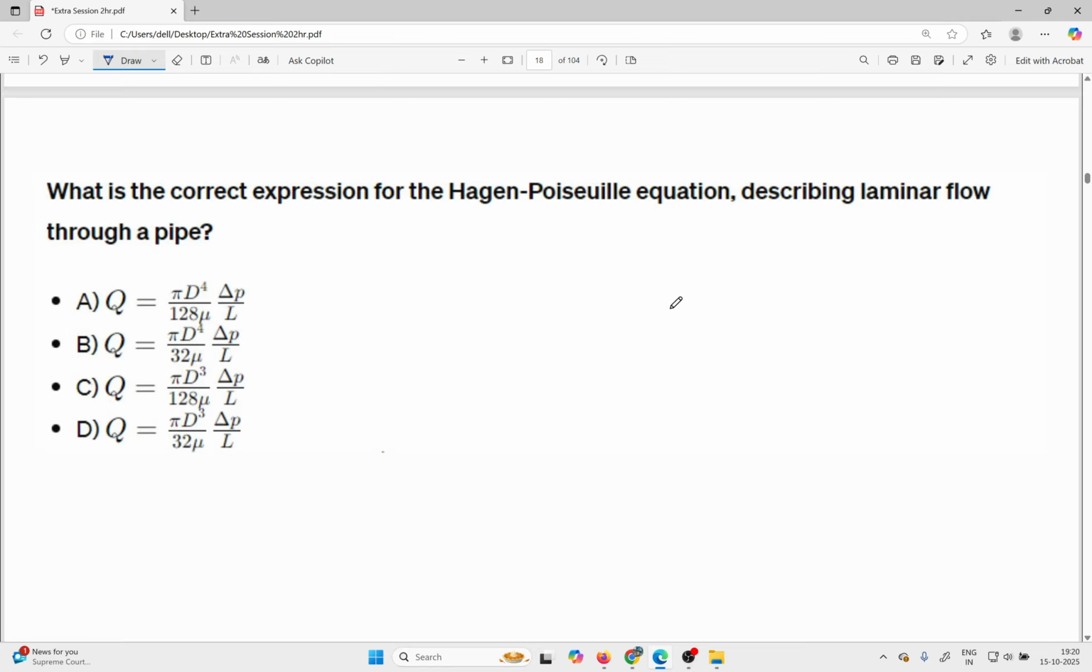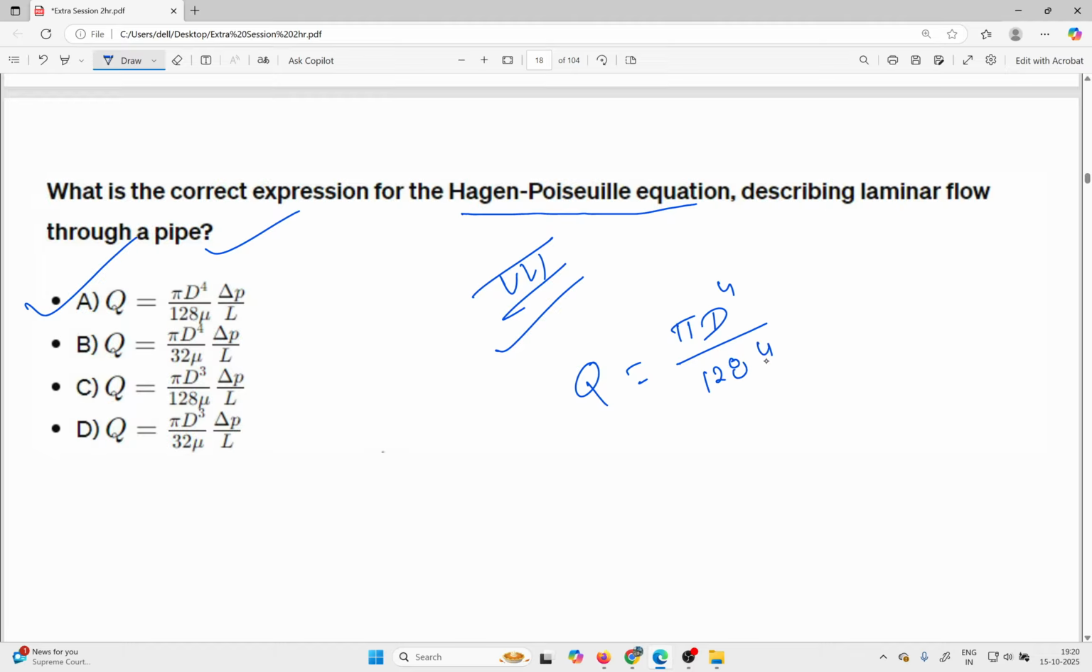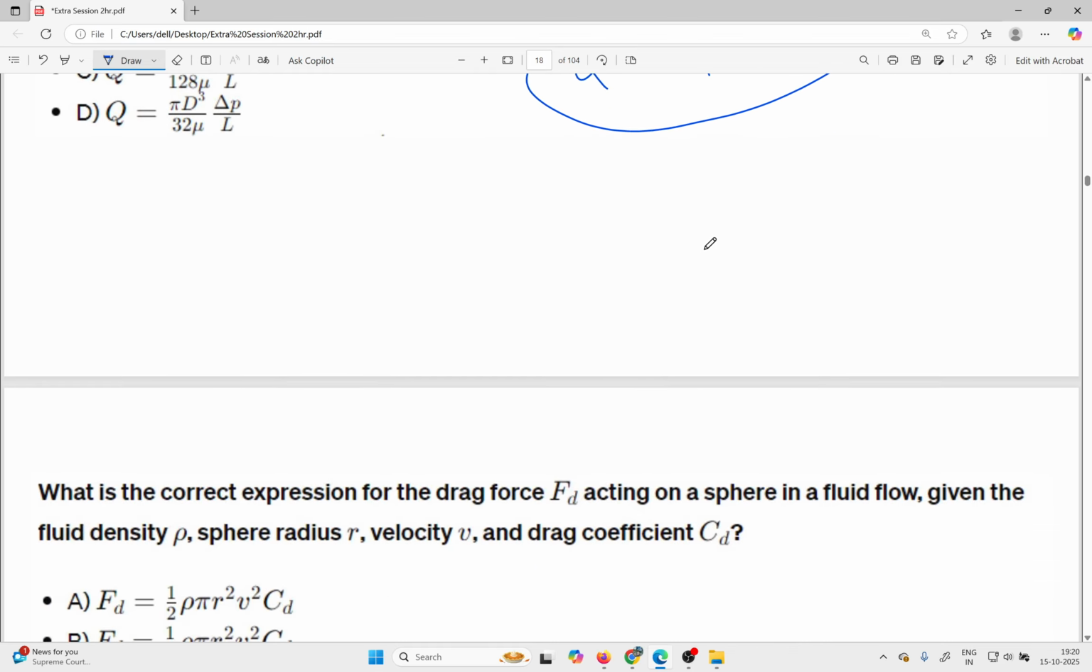what is the correct expression for the Hagen-Poiseuille equation describing laminar flow through pipe? Hagen-Poiseuille, this is also very, very important. Direct question you can expect. So again, here option A will be the correct one: Q is equal to pi d to the power 4 by 128 mu, delta P by L. So this will be your correct answer. Next one.